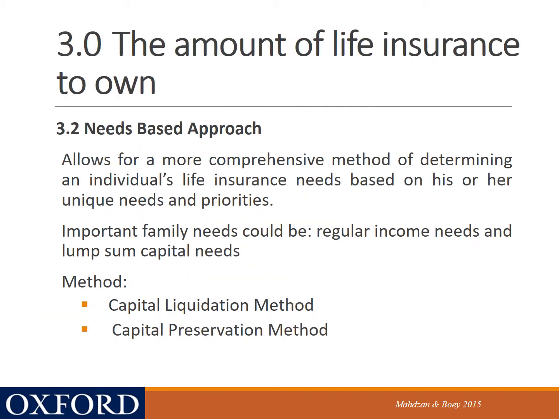The next method to compute the amount of life insurance to own is the needs-based approach. This approach allows for a more comprehensive method of determining an individual's life insurance needs based on his or her unique needs and priorities. Important family needs could be regular income needs as well as lump sum capital needs. A person's needs or expenses differ from one person to another, because each person has unique circumstances.